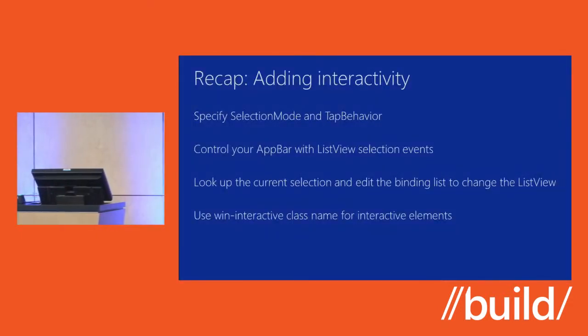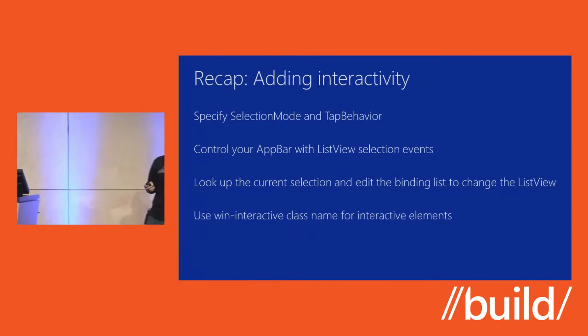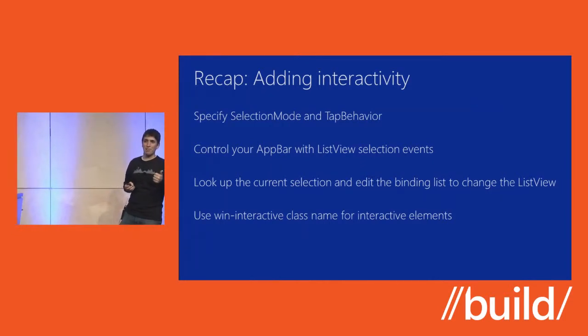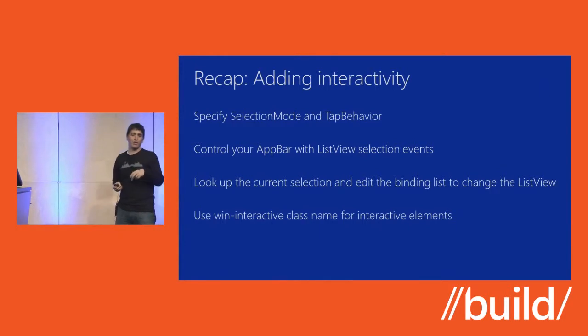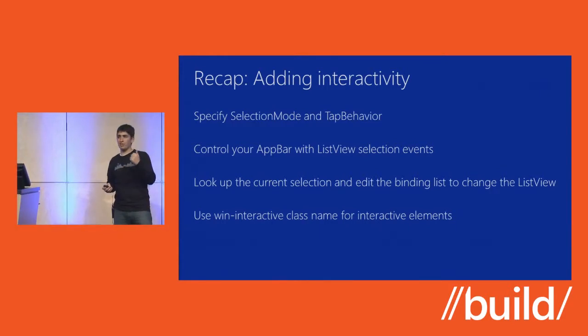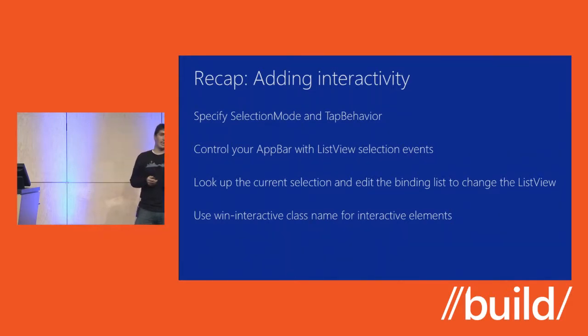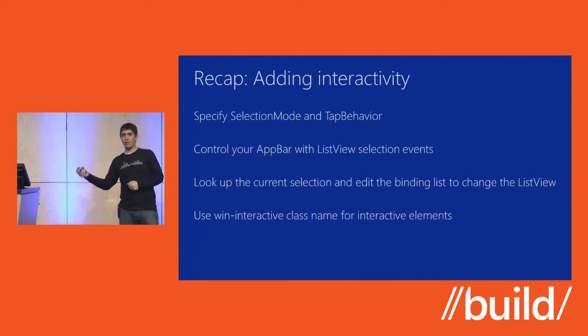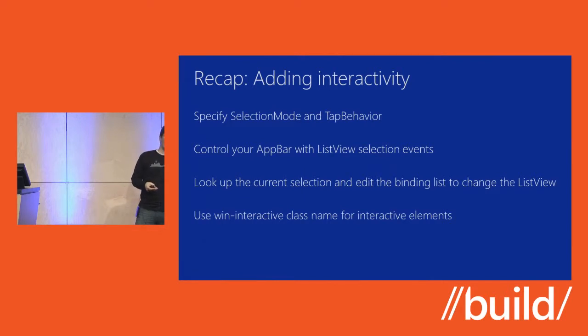So I showed you that you should specify, or at least determine, which tap behavior, which swipe behavior, and what selection mode you want to use. Our defaults are tap behavior is invoke, selection mode is multi, and swipe behavior is select. You're going to want to interact with your app bar, and when someone selects items, you're going to want to listen to the selection and enable or show your commands. And when people click on the commands, you're going to want to go and modify your binding list so that the list view gets the update.